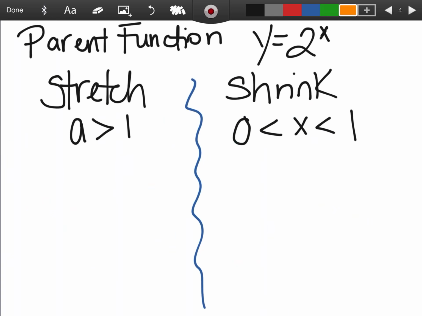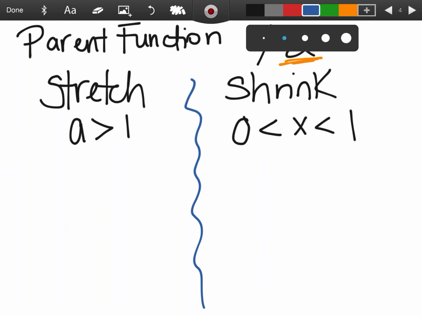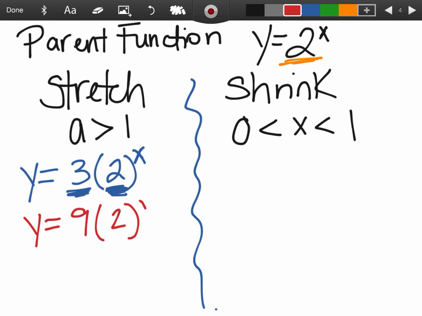So in this case, we start off with the parent function y equals 2 to the x. A stretch will look like this: y equals 3 times 2 to the x. This tells us growth. This tells us a stretch by 3. Here's another example: y equals 9 times 2 to the x. Again, the 2 tells us growth. 9 tells us that it's a stretch by 9.